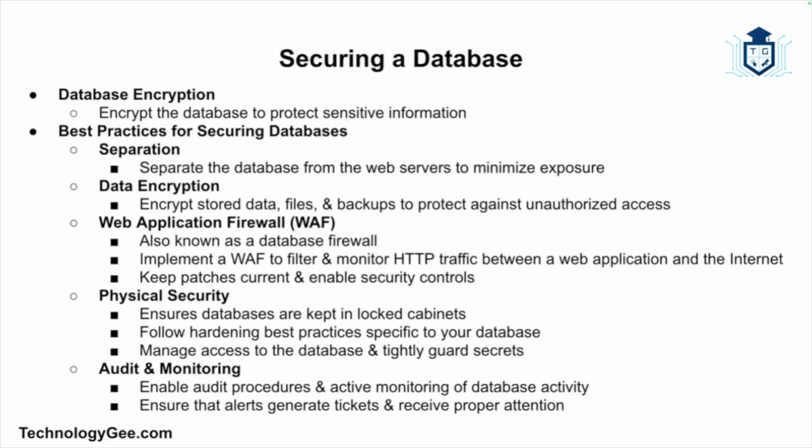All right, next let's talk about securing a database. So one way to secure a database is through database encryption, which involves encrypting the database to protect sensitive information. And securing databases and applications that utilize those databases starts with 5 best practices. The first one is separate the database from the web servers, then encrypt the stored data, files, and backups of the database. Use a web application firewall, which is also known as a database firewall. And remember to keep patches current and enable security controls.